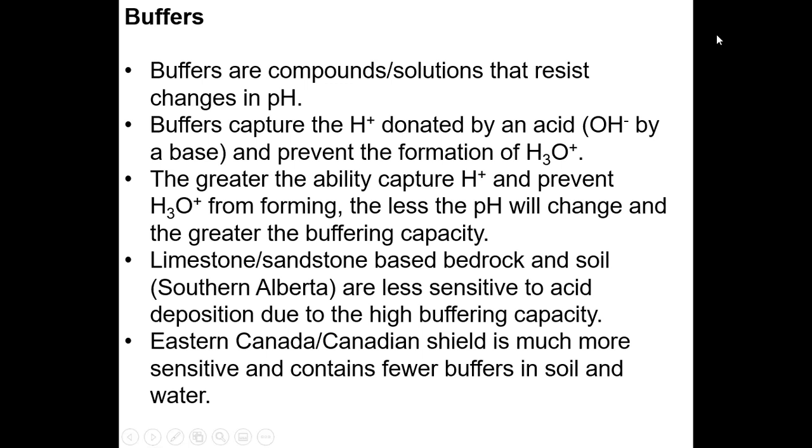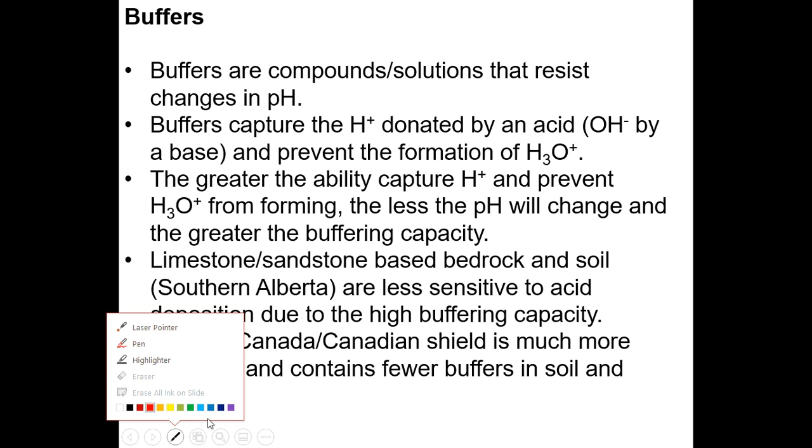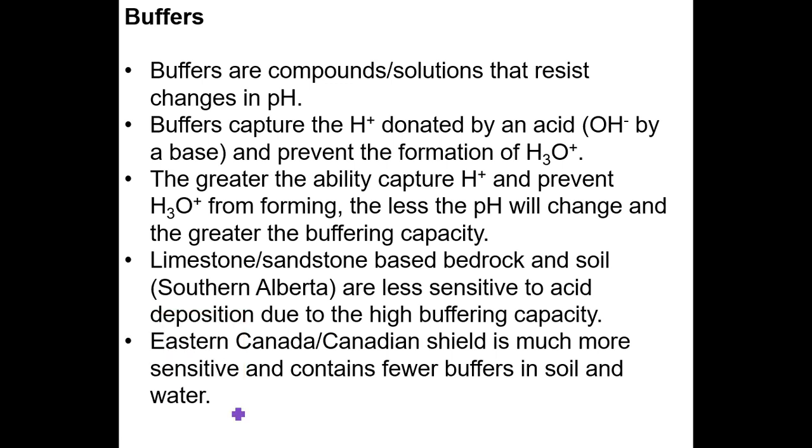Hello everyone, this lesson is going to be on buffers. In Science 30, one of the big topics is acid deposition, and we'll see how this topic of buffers is related to acid deposition. So buffers, what they are is they are compounds that resist changes in pH.